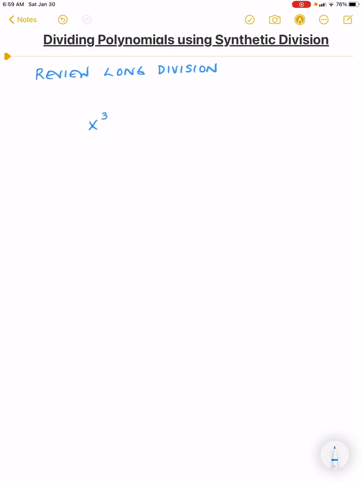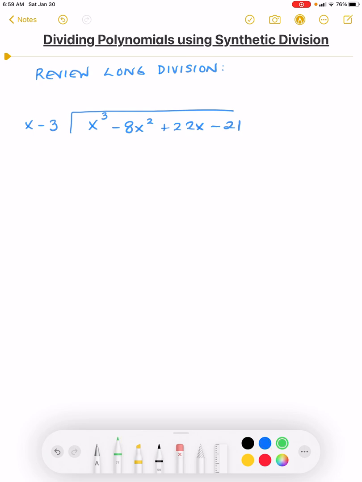So what we're going to do is take the cubic polynomial x cubed minus 8x squared plus 22x minus 21, and divide that by x minus 3. I want you to work through this on your own and make sure that you remember how to do long division. So hit the pause key, work through this long division problem, and then fast forward through the video and let's pick up from there.